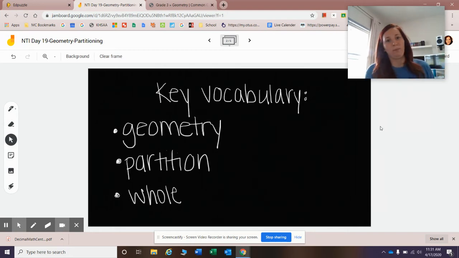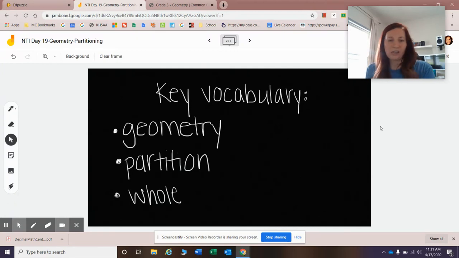So what is geometry? Well, in third grade, geometry is the study of not only shapes, but it's the study of lines and angles. So that's what we're going to be looking at. We're going to look at different shapes, different angles, and different lines.